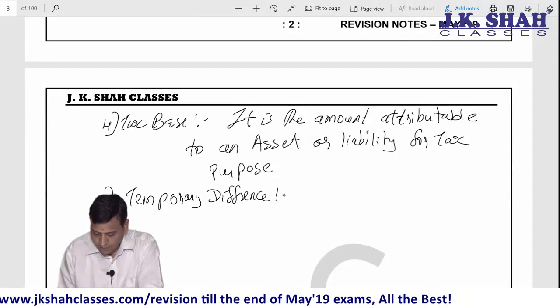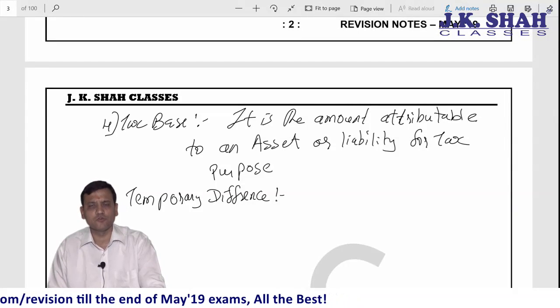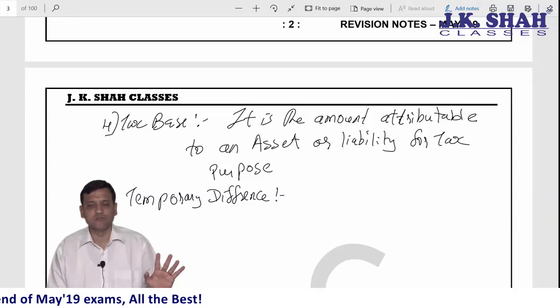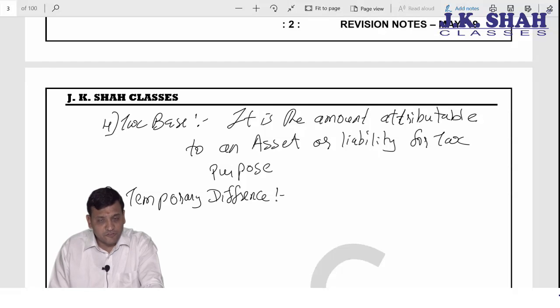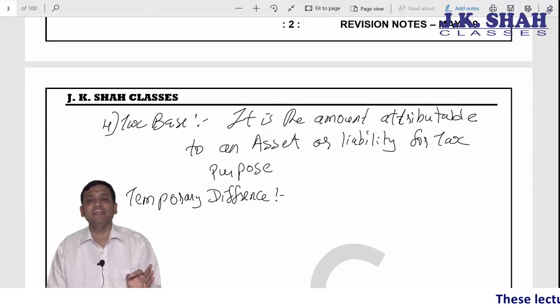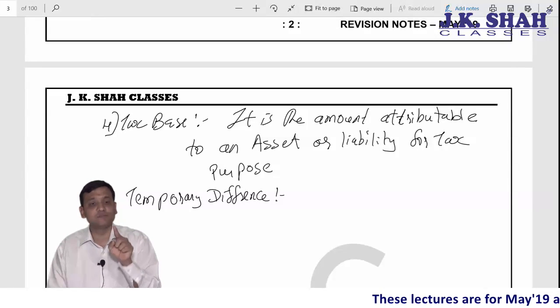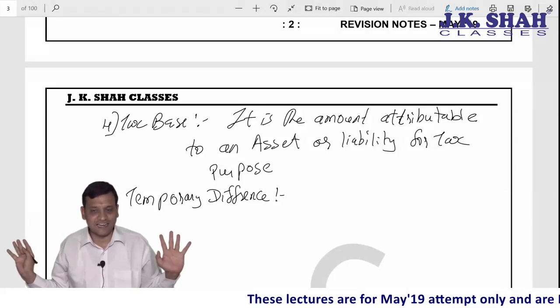Now, temporary difference. Some of you might be using the word timing difference. Of course, the word timing difference was for AS 22. Now, that word is not valid under Ind AS. There is nothing like timing difference. We have only temporary difference. What is temporary difference? Difference between the carrying amount of an asset or a liability as per books of accounts and the tax base of that asset and liability.